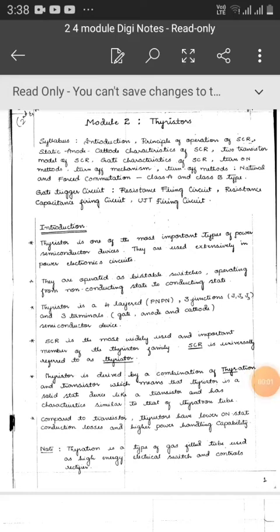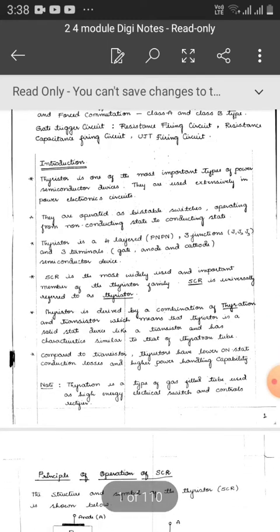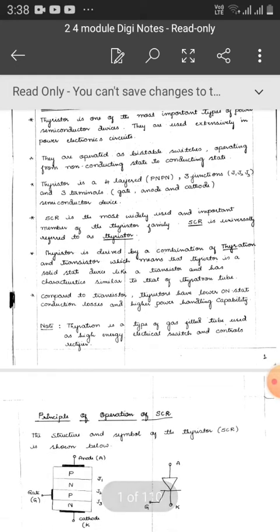Today we'll start module 2, that is the thyristors. So thyristors, as you know already from the first chapter also, are the oldest power semiconductor devices used for power control applications. The very commonly used device from the thyristor family is the SCR. The other members of the thyristor family are TRIAC, DIAC, and light activated SCR.